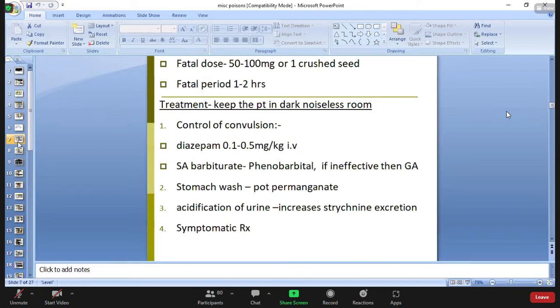The fatal dose is around 50 to 100 mg, or one crushed seed is enough to be fatal. The fatal period is around 1 to 2 hours. For treatment, the person should be kept in a dark and noiseless room. Why is it so?